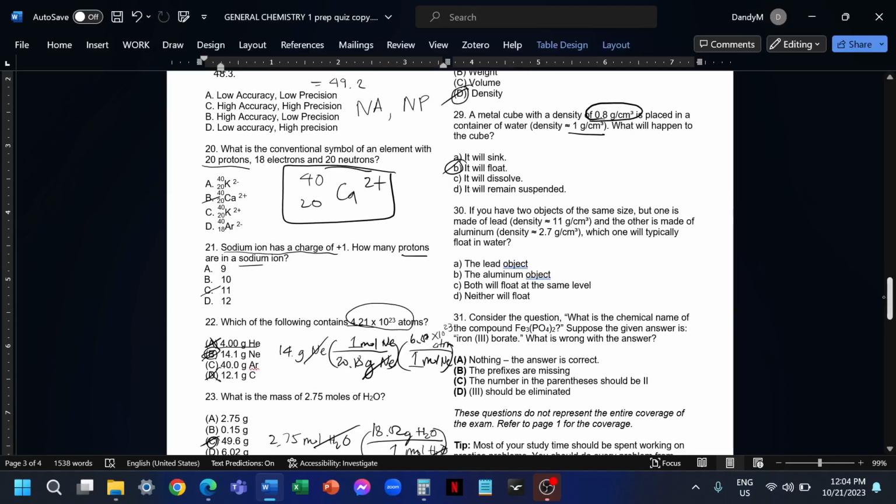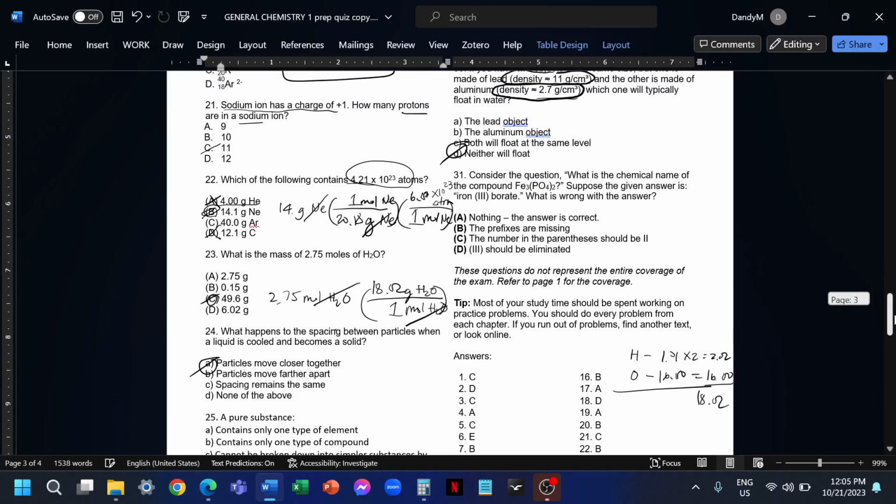Number 30, you have two objects of the same size, but one is made up of lead and the other is made up of aluminum. So the lead has a density of 11 grams per cubic centimeter, then aluminum is 2.7. Which one will float on water? Is it the lead, the aluminum, or both will float, or neither will float? So in this case, both of these objects are denser compared to water. Again, water has a density of 1 gram per cubic centimeter. Both are denser compared to water, so both of these will sink. So neither will float on the water.